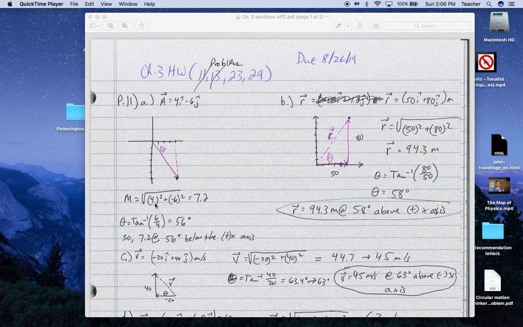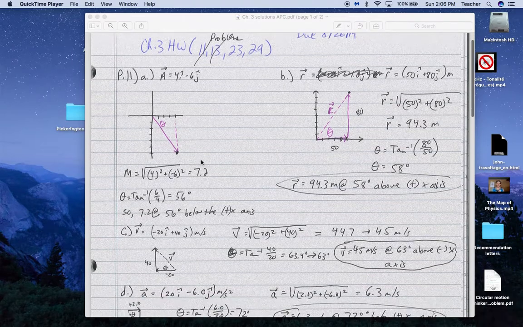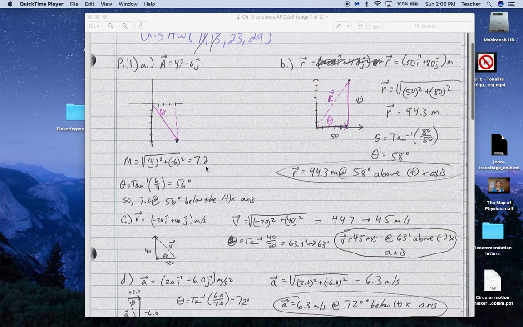Remember, basically, i hat is 1 in the positive x direction, j hat is 1 in the positive y direction, k hat is 1 in the positive z direction, which is usually out toward you. So these 4 problems are pretty straightforward. It asks you to draw the vector, asks you to go ahead and solve the magnitude and direction of things.